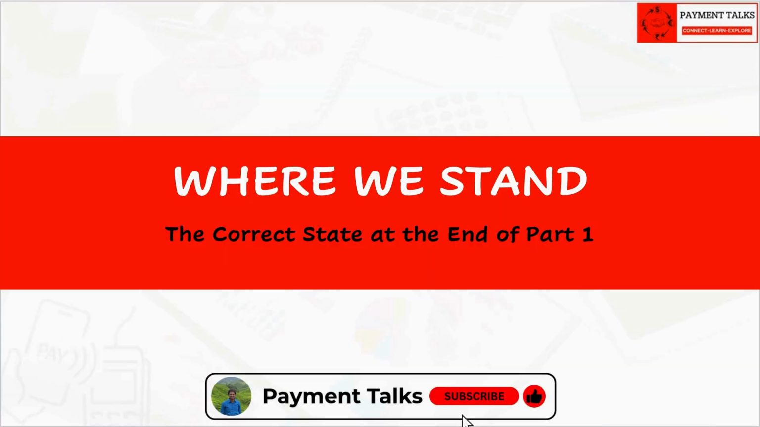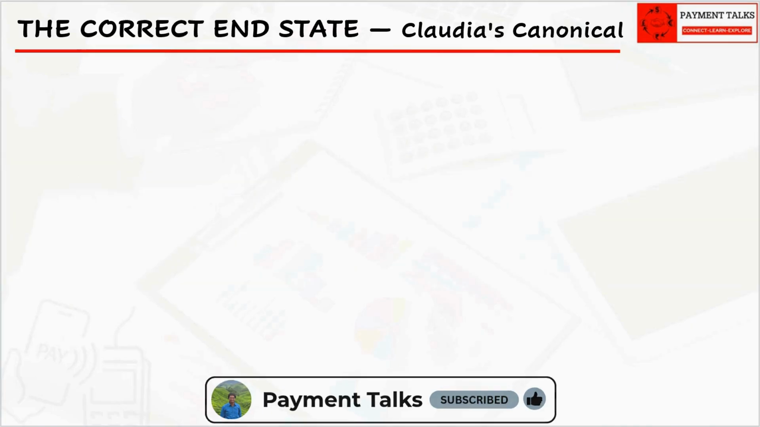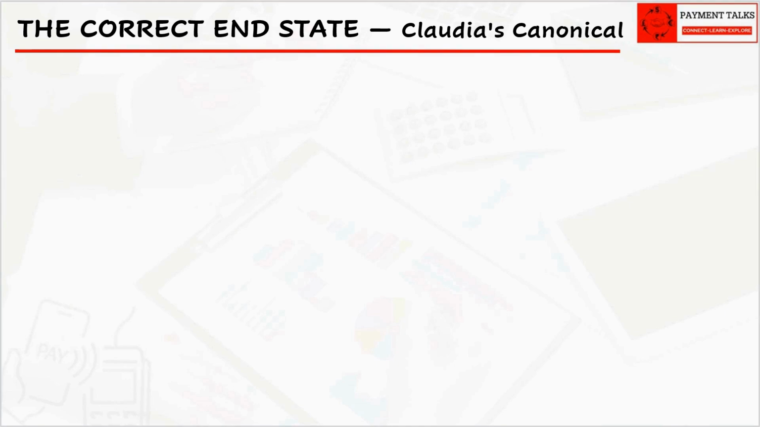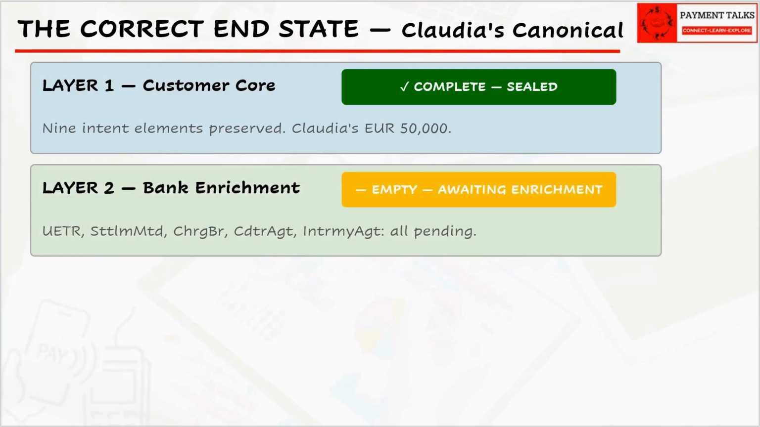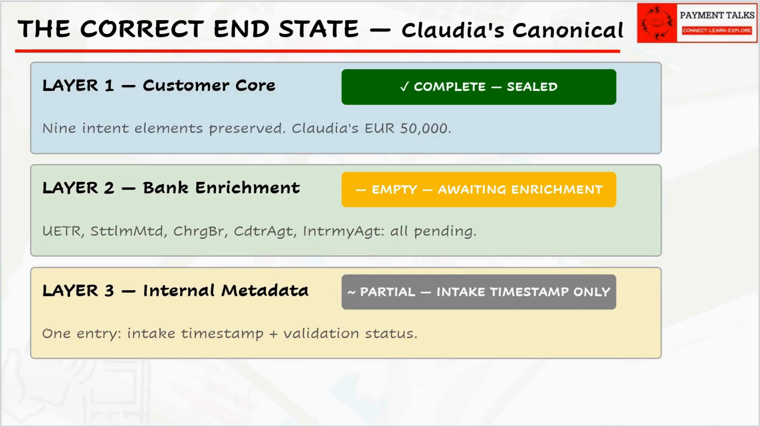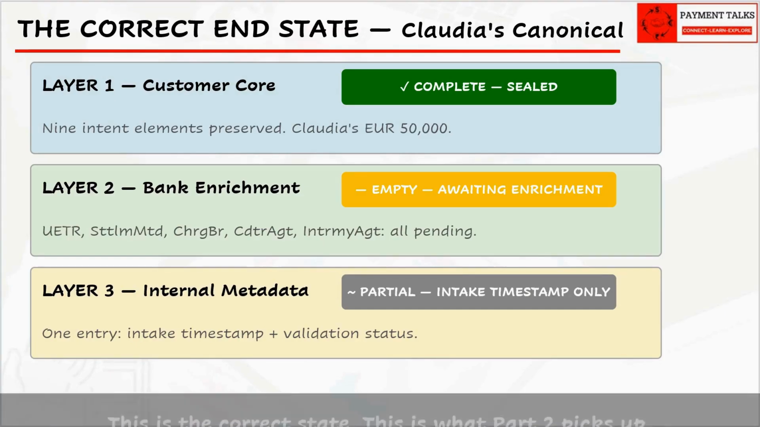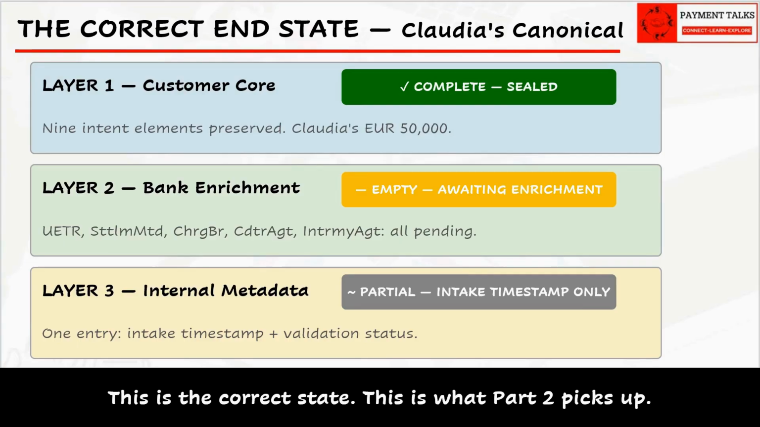Let me close part 1 with a clear statement of where Claudia's payment stands at the end of this video. Layer 1 complete, sealed: 9 customer intent elements preserved exactly as Claudia provided them. Euro 50,000, invoice number, IBAN, all of it locked in. Layer 2 empty: UTR, settlement method, charge bearer, creditor agent, BIC, the intermediary agents, all pending. The enrichment service has not yet run. Layer 3, one entry: intake timestamp and validation status. That is all. That is the correct state. And this is exactly what the enrichment service in part 2 picks up.